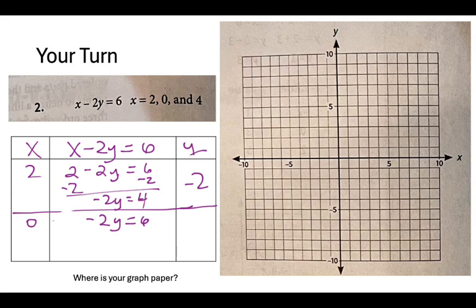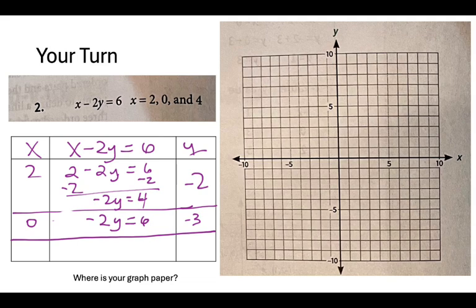And then what is negative 2y equals 6? What does y equal? Y would be negative 3. Very good. So then negative 3 goes here. Okay, I got it now.